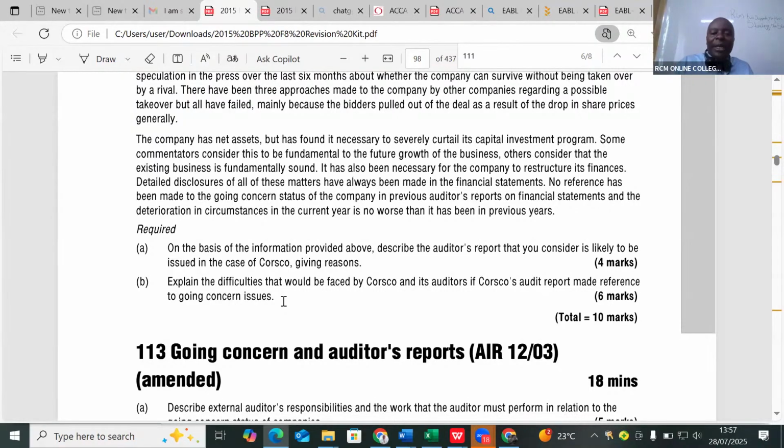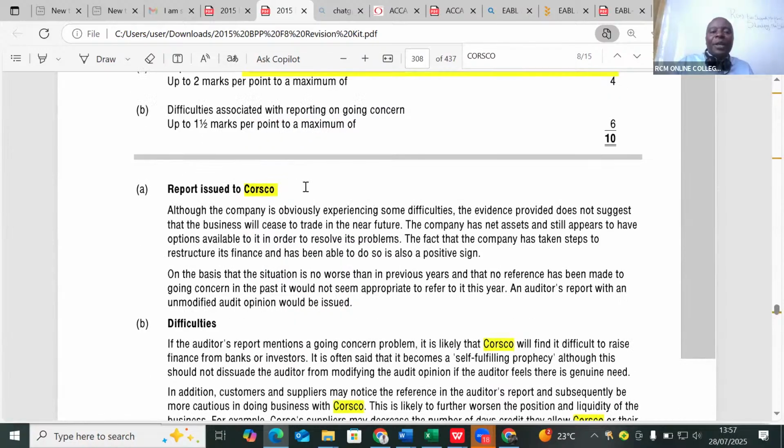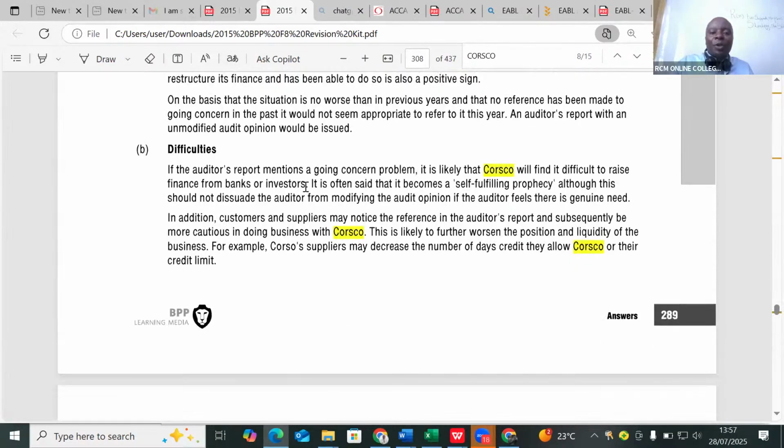Banks cannot give them money. I mean, there are so many. Let me just read this because of the interest of time. So, ladies and gentlemen, what do we have here? Report issued to EHCo. So, difficulties.